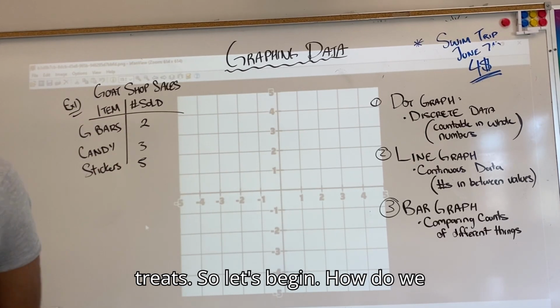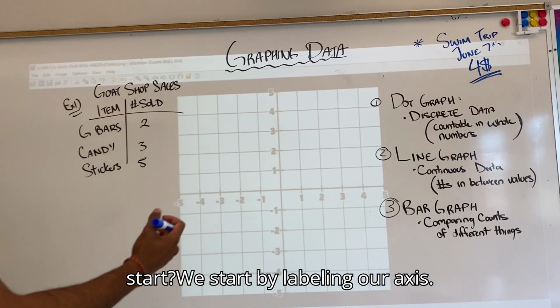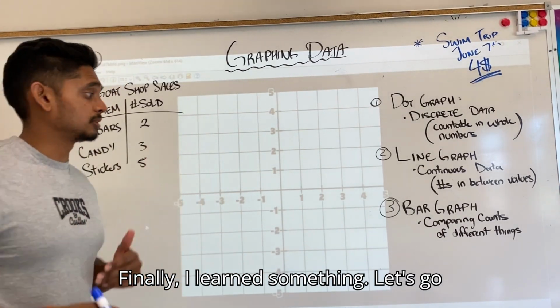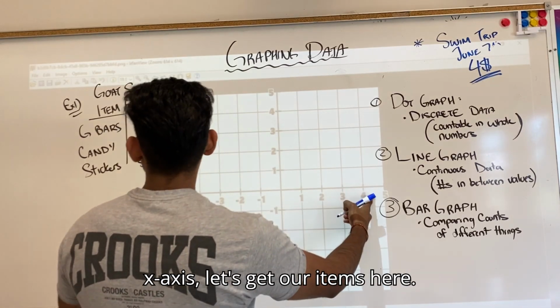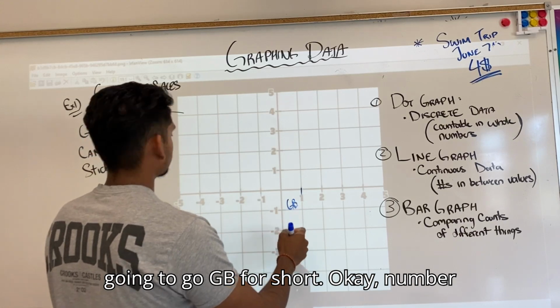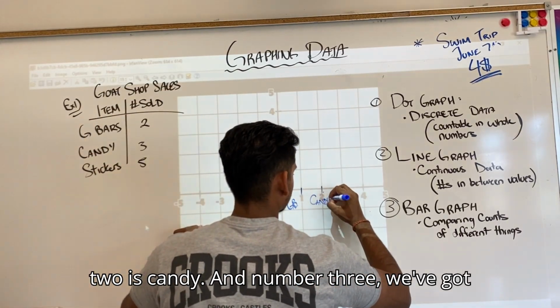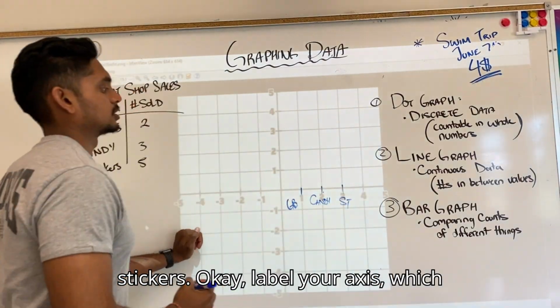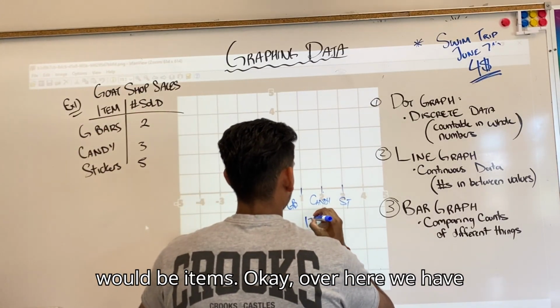So let's begin. How do we start? We start by labeling our axis. Finally, I learned something. Let's go x-axis. Let's get our items here. Okay, item number 1, granola bars. We're gonna go GB for short. Okay, number 2 is candy. And number 3, we got stickers. I'm gonna write ST for stickers. Okay, label your axis, which would be items.